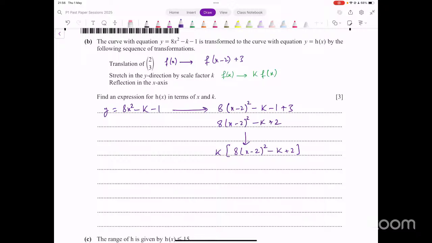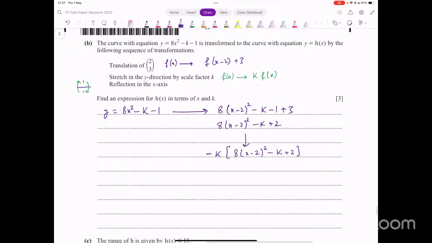What next? Now we have to do a reflection in the x-axis. So the x-axis is the line of reflection. Do we call that a horizontal reflection or a vertical reflection? That's the vertical reflection. The points above the x-axis move below the x-axis, and the points below the x-axis move up. In a vertical reflection, we multiply the whole function by minus. So we have a minus sign multiplied outside as well. So this is what h of x is going to be like.